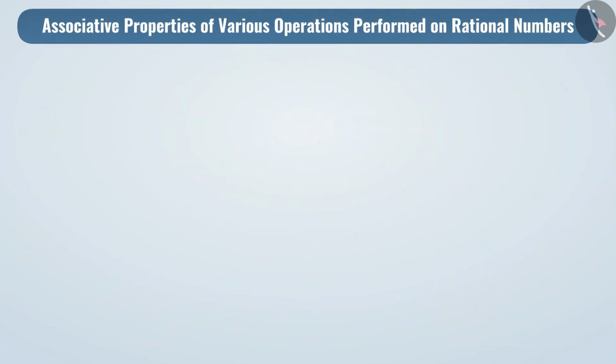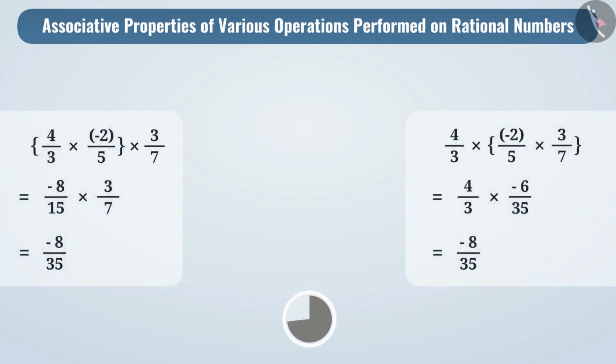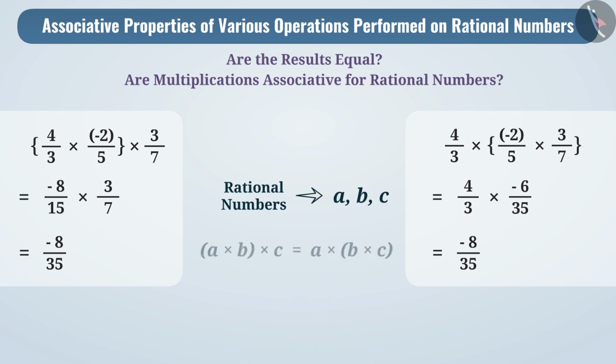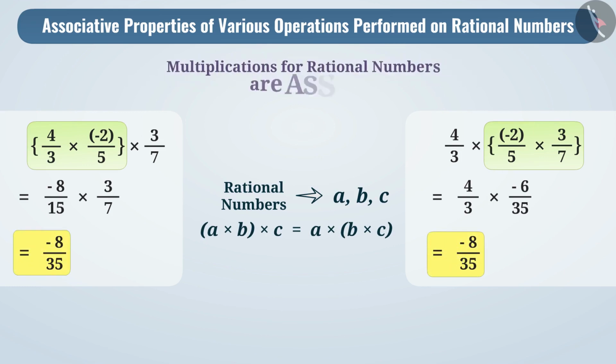Now, pause the video and multiply any three rational numbers by grouping them in different ways. Are the results equal? So, are multiplications associative for rational numbers? Absolutely right. Rational numbers A, B, C can be multiplied by grouping in any way. The result will always be equal. Therefore, we can say that multiplications for rational numbers are associative. Here, the results in both cases are equal.